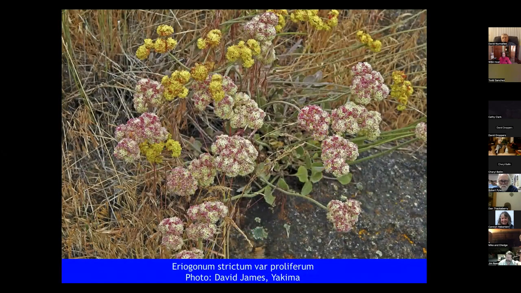Here's a beautiful picture of a variety of strictum. This is a photo that David James took practically in his backyard, right on the neighbor's property. This is variety proliferum, lovely variety with these purple and white flowers. The yellow flowers are the more typical, but some of these buckwheats have interesting varieties like this.